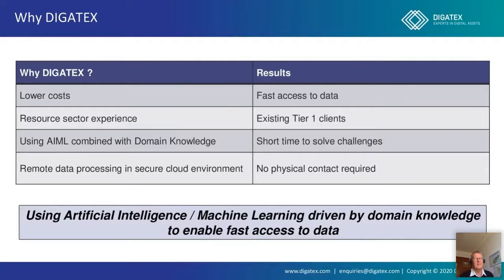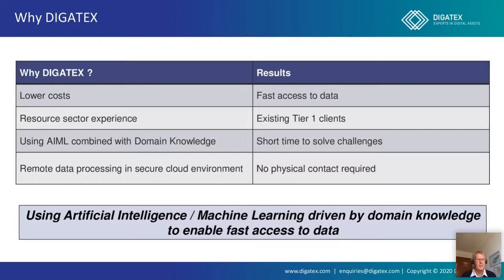Right, so I'm getting close to my 10 minutes now. Just in summary, why would you come to Digitex? Well, if you want to lower your operating costs, we can provide fast access to data using this approach. We've proven that within the oil and gas sector and the mining sector as well. And that's very prevalent in the current oil price and what's going on in the world. We have resource sector experience, as you've seen from the clients that we have.